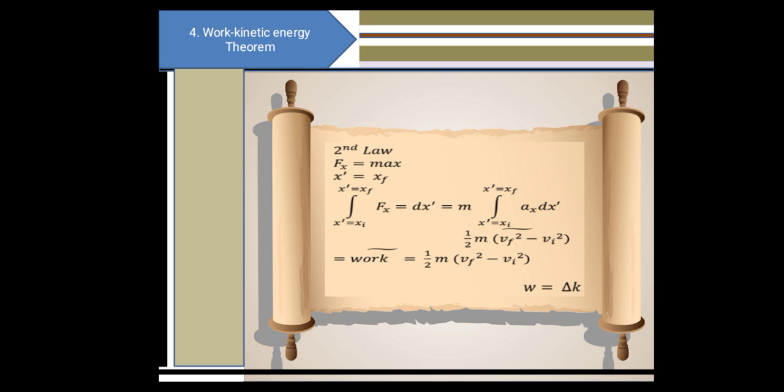Work-kinetic energy theorem. Let's derive the work-energy principle. Use Newton's second law, but in terms of speed. So F is equal to m a, taking the x component. Now we are going to integrate that. So the integral of Fx dx prime goes from x prime equal to Xa to Xf, equals m times the integral of ax dx prime. The integral gives vx squared minus vi squared.